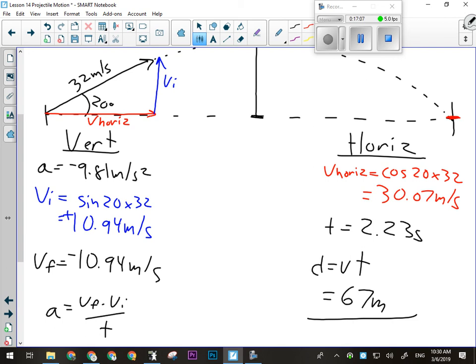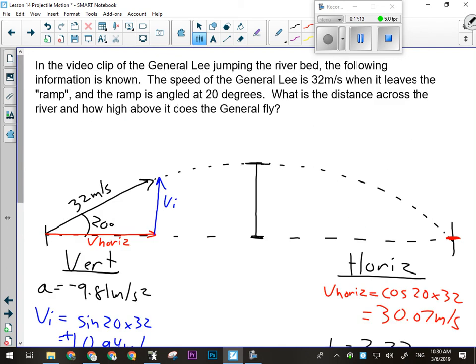across the riverbed. The second part of the question was, what's the maximum height of the general E? It says here, how high above the ground is it? All right, so we're looking for its maximum vertical displacement. Now, according to that diagram, where does that happen? Middle of the arc. Okay, so there's two ways to do this.